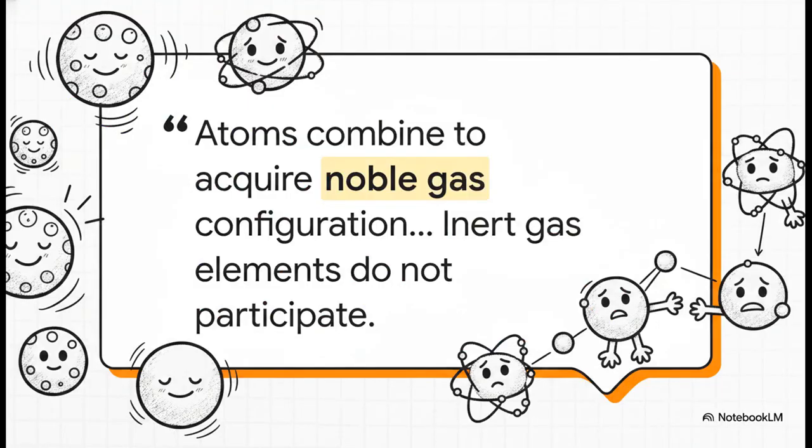And that brings us to the classic concept of why bonds form. Think of the noble gases, helium, neon, argon, as the Zen masters of the periodic table. They already have a perfectly stable electronic configuration. They are at minimum energy, so they simply don't bother participating in bonding. They don't need to. Every other atom on the periodic table looks at those noble gases and says, man, I want to be exactly like that. They combine with other atoms specifically to acquire that coveted noble gas configuration.